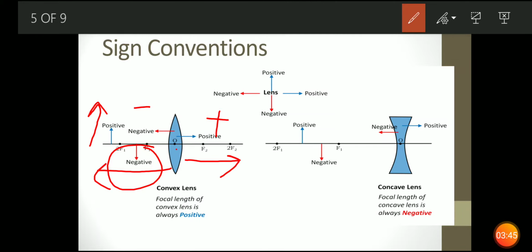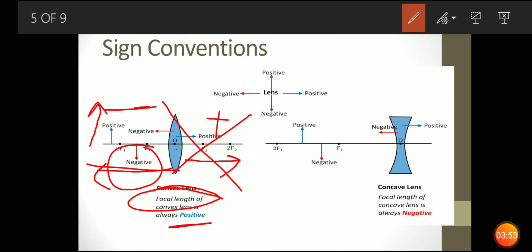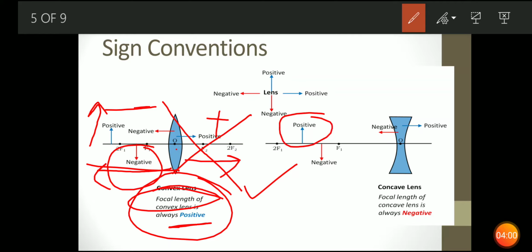Now what is the focal length of the convex lens? Focal length क्या होगी convex lens की? Always positive, because आपकी सारी light rays will strike over here. That's why it is always positive. Now for the concave lens, the object height will always be positive.